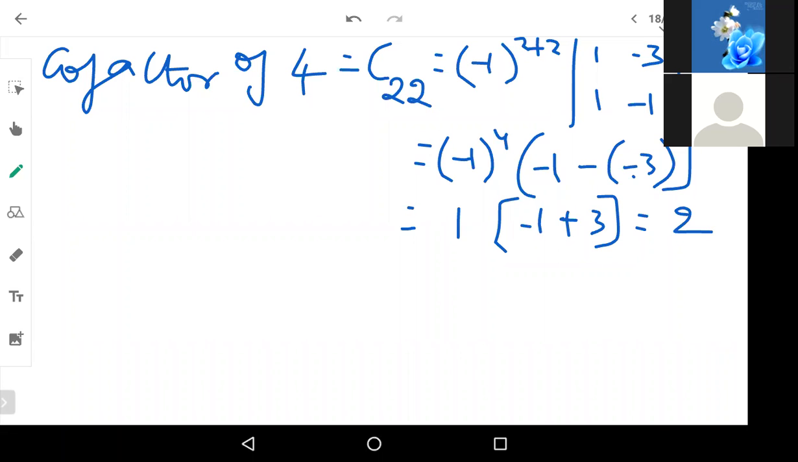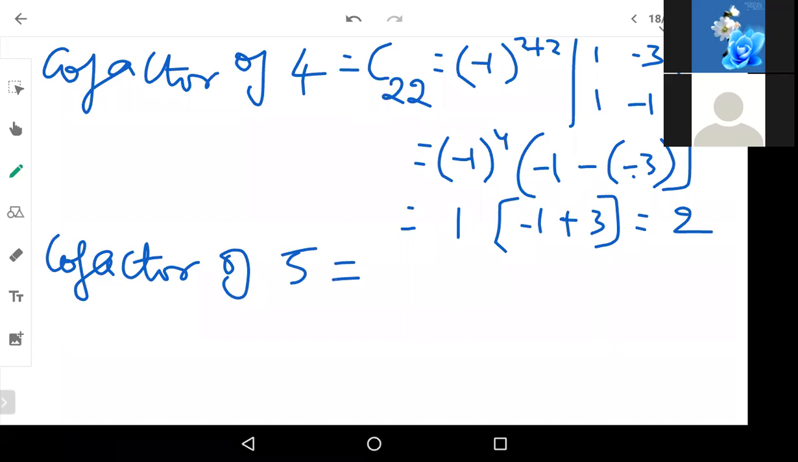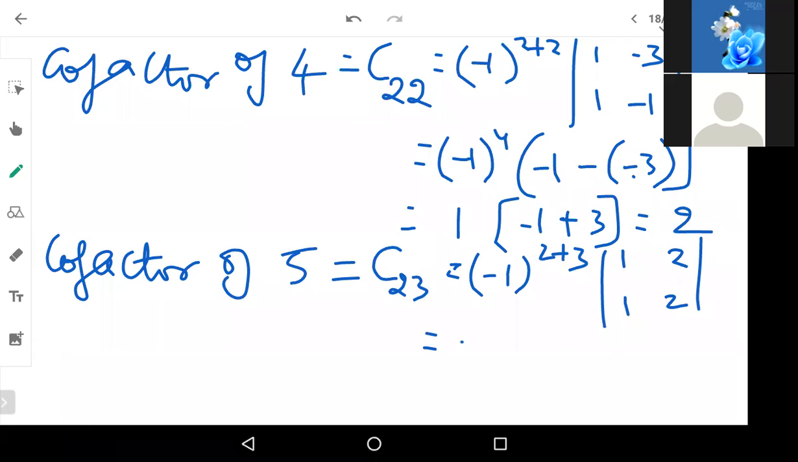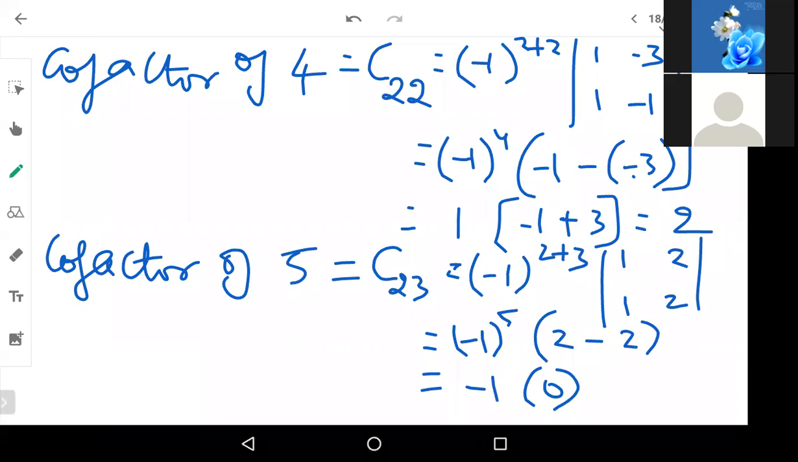Okay. Yes. Next. Cofactor of 5, that is second row, third column. So minus 1 to the power 2 plus 3. What will be the minor? 1, 2, 1, 2. So minus 1 to the power 5 into 2 ones are 2, minus 2 ones are 2. So this will be minus 1 into 0. So that is 0.